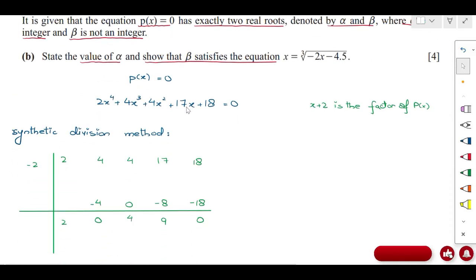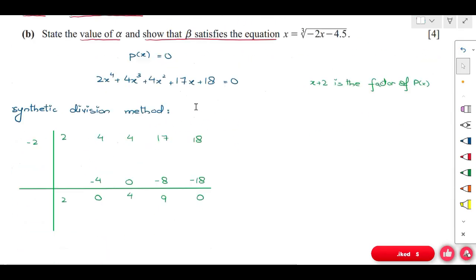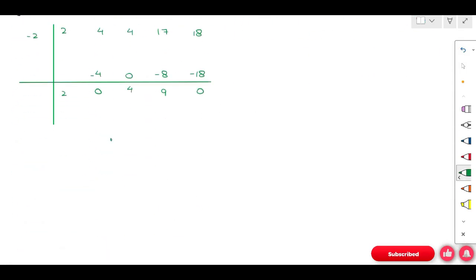Okay, p of x equals 0. Now, when we say the polynomial p of x is equal to 0, the first thing is x plus 2 is the first root, and for the second root, the power 4 polynomial reduces to power 3. So 2 is the coefficient of x cube, 0 is the coefficient of x square, 4 is the coefficient of x, and 9 is the constant term. This is equal to 0, right?